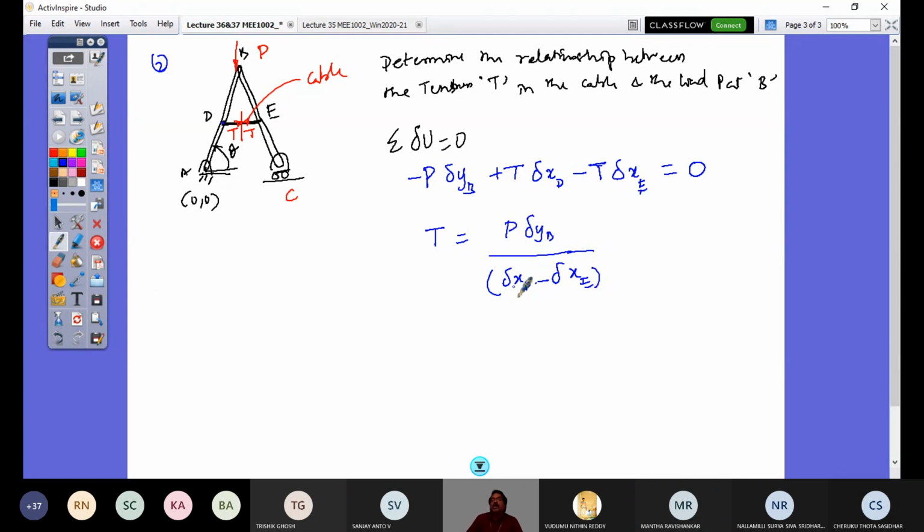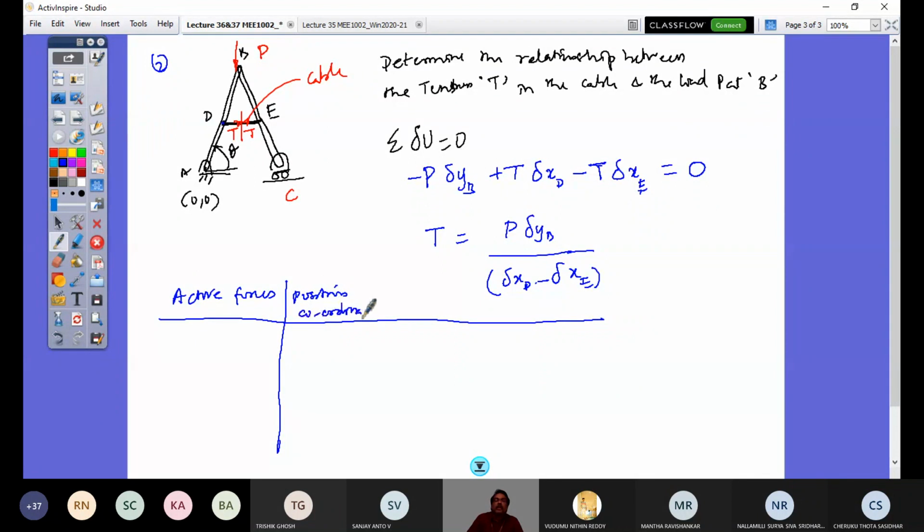So now here I have to substitute for this virtual displacement. How do I get the virtual displacement? Let's write what are the active forces. Active forces in the first column, and the position coordinate required, and the virtual displacement. I put it in this table form so that it is easy to work out.